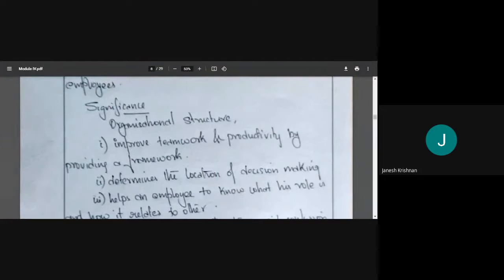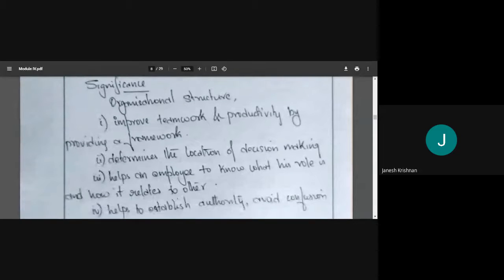Determine the location of decision making. So if a review is being conducted, the project coordinator will decide the date. Of course, he will be consulting his guides. After consultation with the guides, the coordinator decides to take the presentation or the review. So he is the location of decision making. Then it helps an employee to know what his role is and how it relates to others. Right?